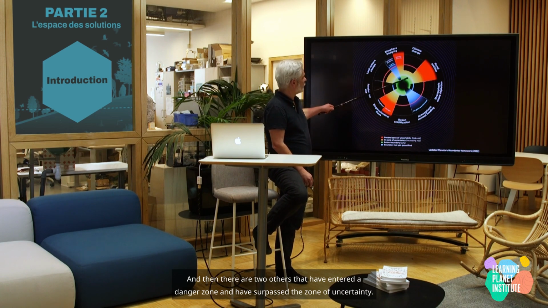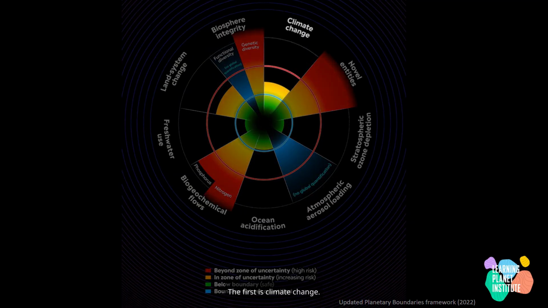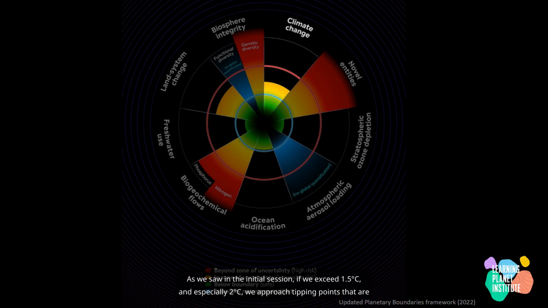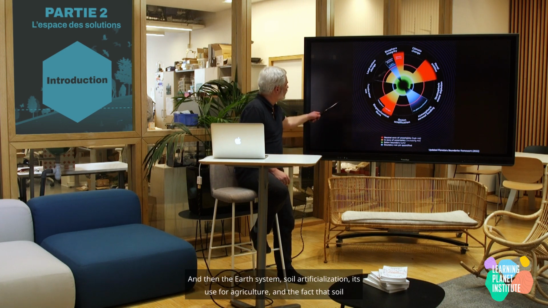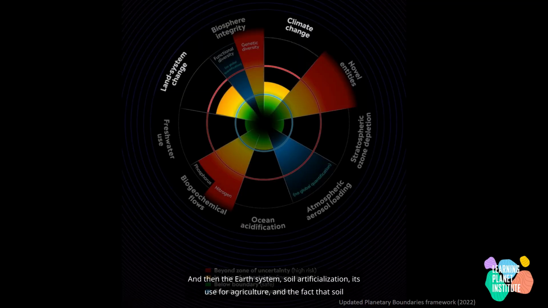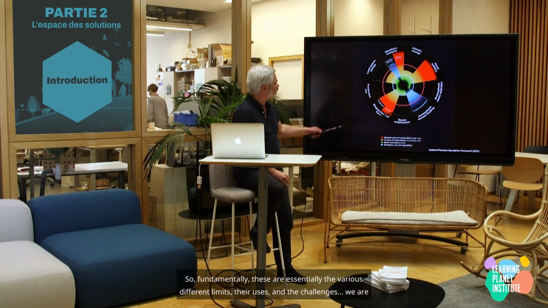The first is climate change. As we saw in the initial session, if we exceed 1.5 degrees Celsius, and especially 2 degrees Celsius, we approach tipping points that are extremely dangerous indeed. And then the Earth system, soil artificialization, its use for agriculture, and the fact that soil distribution between us and the biosphere has reached very concerning levels. So fundamentally, these are essentially the various different limits, their uses, and the challenges we are facing.